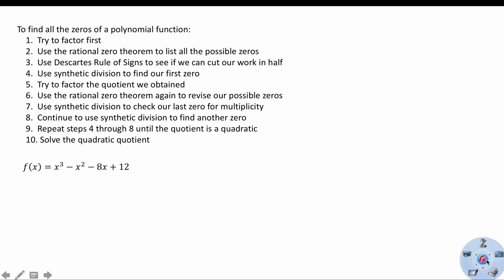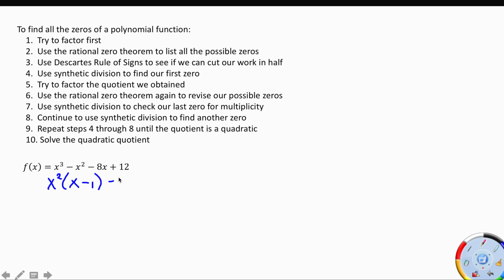Okay, so here are your steps to find all the zeros. Let's try it for this function. First thing I want to do is try to factor it, but I might notice that if I try to factor out an x squared, that's going to leave x minus 1 minus 4, which leaves 2x minus 3, it's not going to factor.